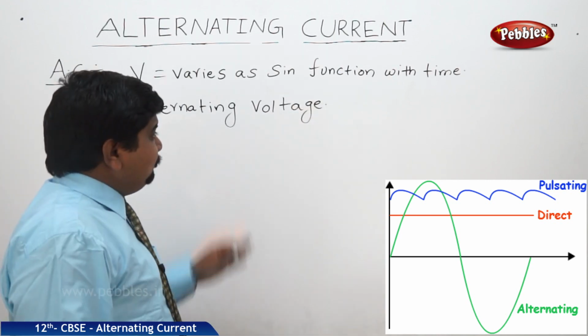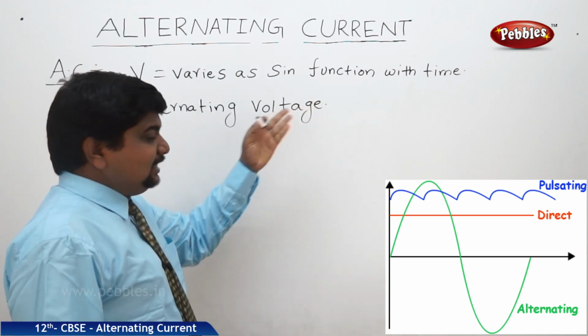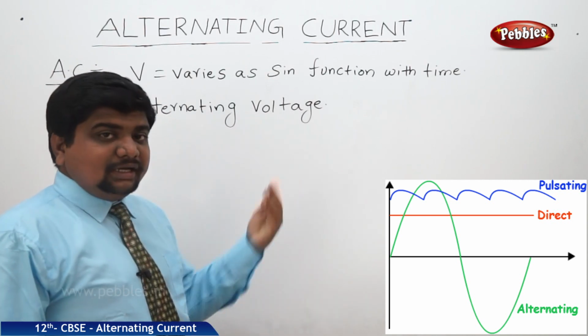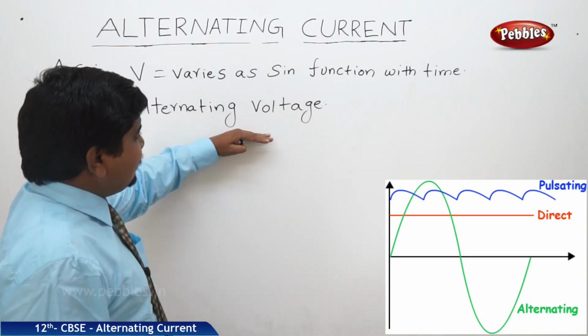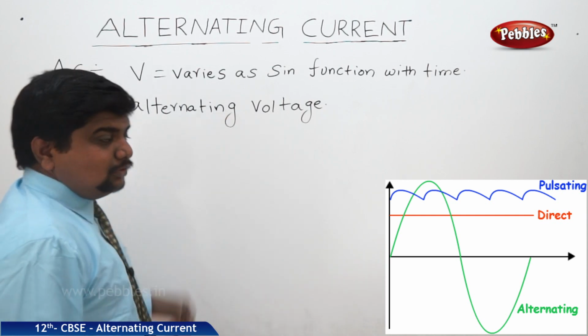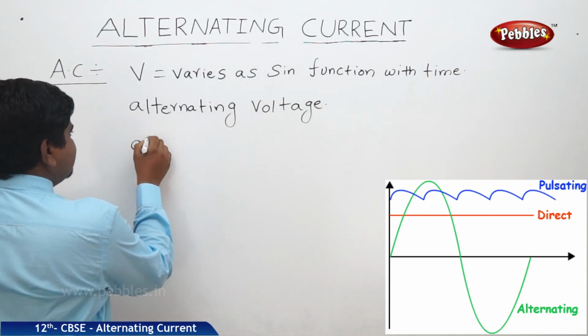According to Ohm's law, V is equal to IR. That means V is proportional to I. V and I both are directly proportional to each other. The current which is caused by this alternating voltage is called alternating current.